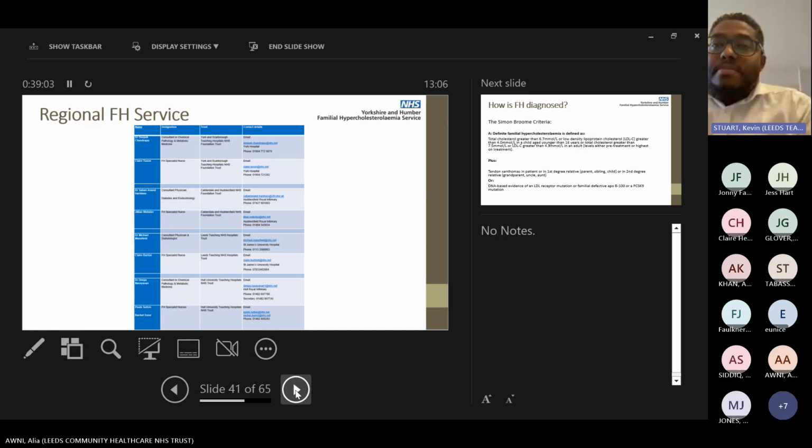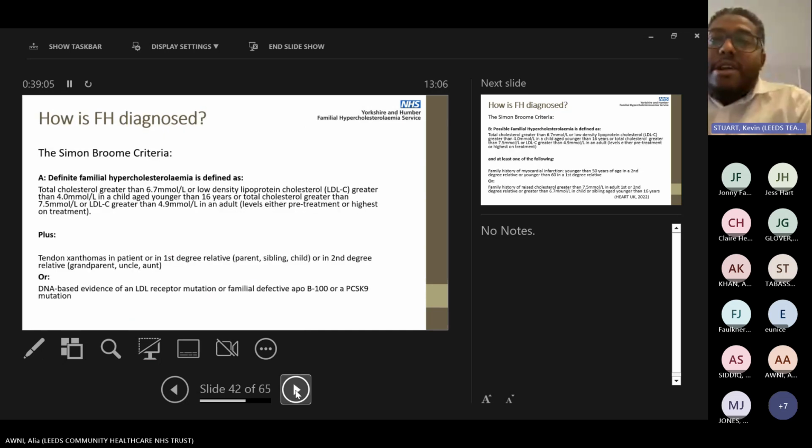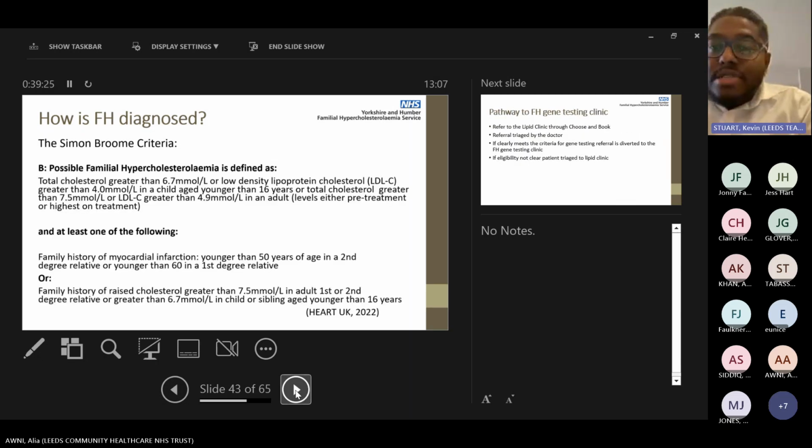Next slide. So Alia described this very well, but just to point out that the difference between definite and possible is the hard signs of either a tendon xanthomata, as we heard in that last case, or a genetic proven diagnosis. Next slide. And if we don't have the genetic diagnosis nor the tendon xanthoma, then it's family history, family history, family history. And that's what we're relying on here to say possible.